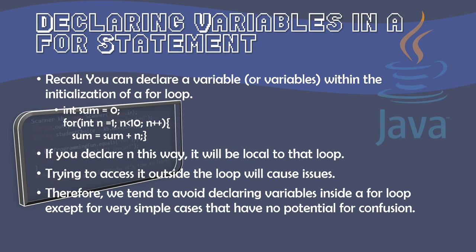Therefore, we tend to be careful when we're declaring variables inside of a for loop, except in very simple cases that have no potential for confusion. If there's any chance that that variable is going to be used elsewhere, then we'll make sure we declare it so that it exists outside of the loop. But if it's something where we're just going to iterate through this and afterwards I don't care what that variable is, which happens more often than you might think, then we can declare it in the manner we see here.